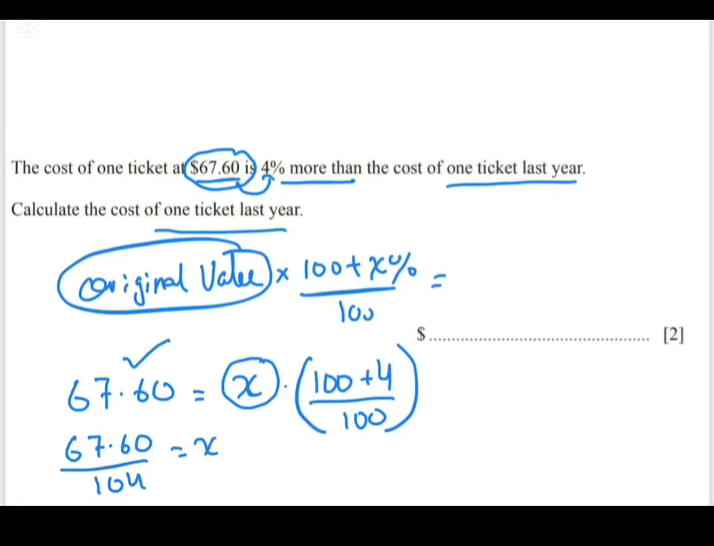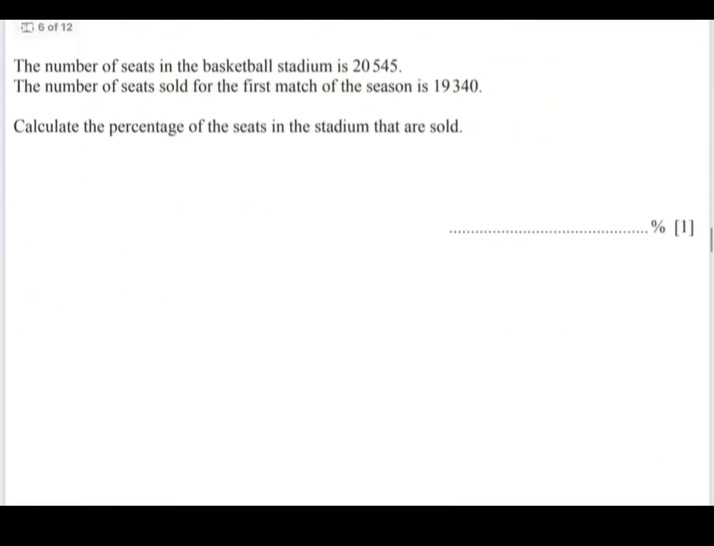Sorry, multiply by 100, I forgot to write multiply by 100. So 67.60 multiplied by 100 and divided by 104 will give us 65. So last year the cost of a ticket was basically $65. That's it. That's a simple question. Now moving towards the next part.